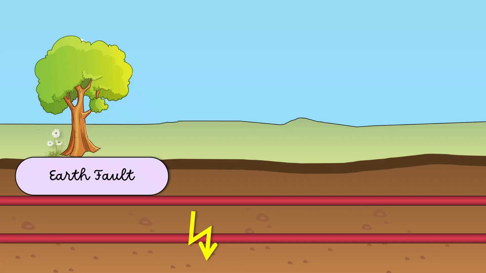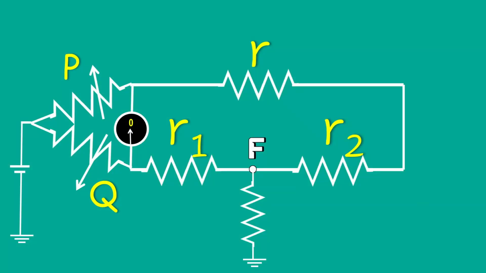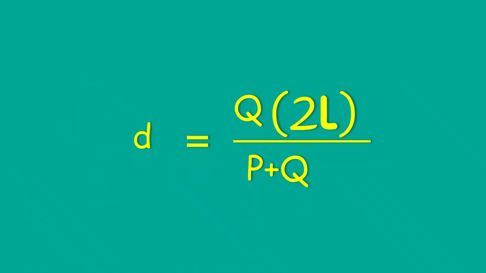Now let's see how to locate the short circuit fault using the Murray loop test. This is very similar to an earth fault except that the battery terminal is not grounded. It is connected to the cable which is faulty. Here also the bridge is balanced by adjusting the P and Q. The position of the fault is located using the same calculation that we did earlier.